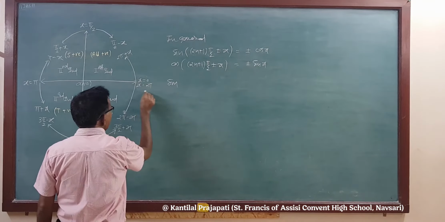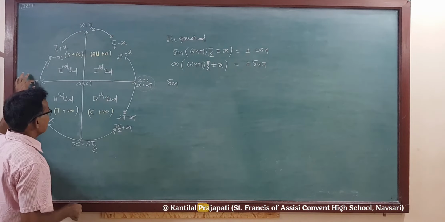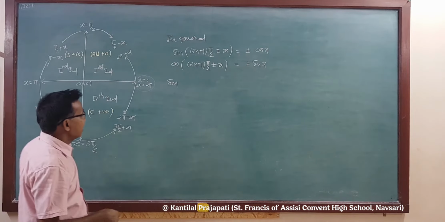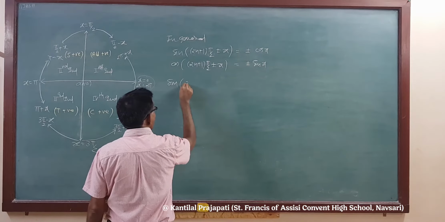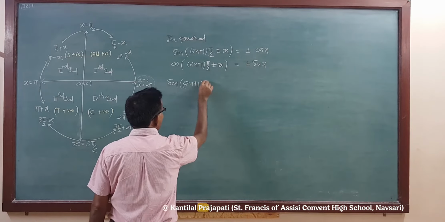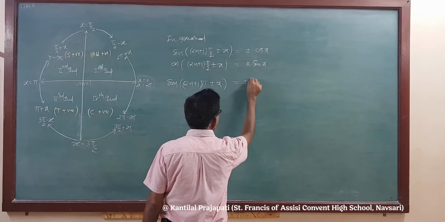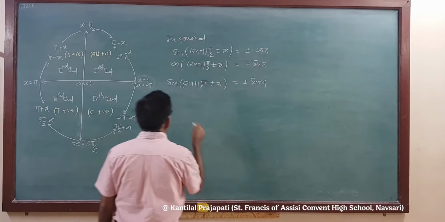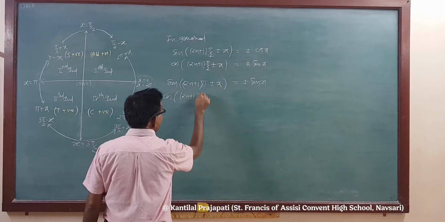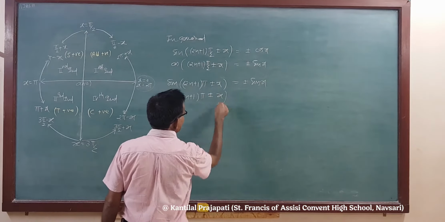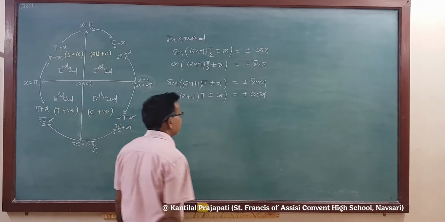Similarly, we write here sin. Here we get only even numbers. The multiple of π is an even integer, and on this side we get an odd integer, right? So we write here first sin of (2n+1)π plus or minus x will be plus or minus sin x, and cos of (2n+1)π plus or minus x is also plus or minus cos x.